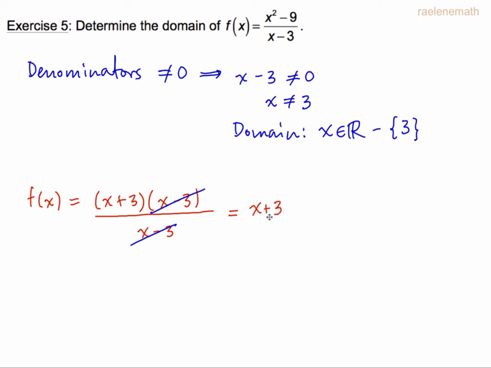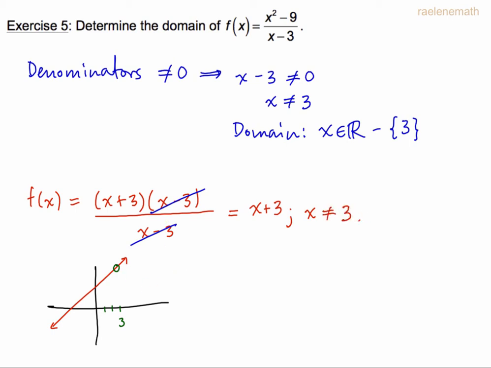The reason is because x plus 3 is a polynomial graph, a line graph, and it has no domain restrictions. However, the original graph of f of x does. It has a problem when x is equal to 3. And so we could use this simplified reduced graph to come up with the graph of the original, as long as we carry over or consider the domain restriction that x is not equal to 3.